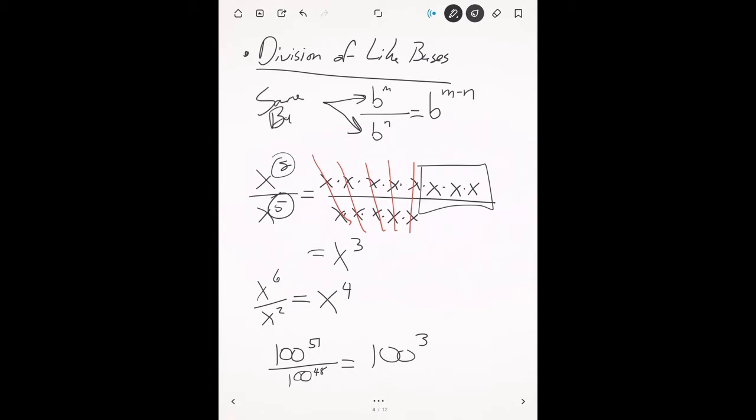Same base. This would not work if I had x to the 6th divided by y to the 4th. This would not be able to be simplified, okay? They have to have the same base.